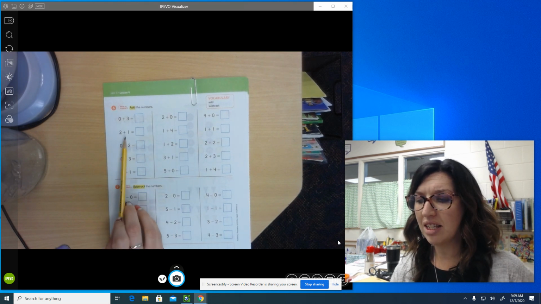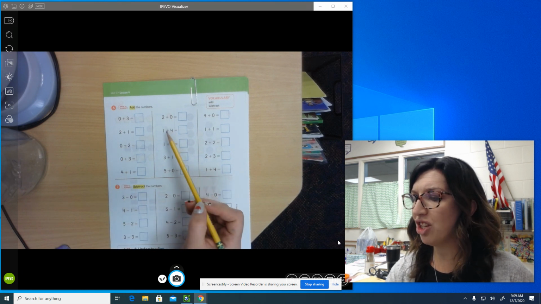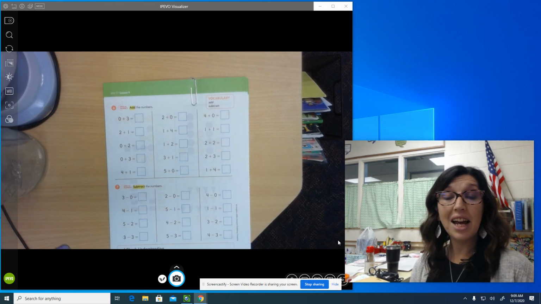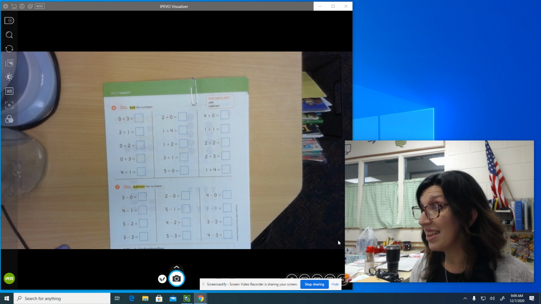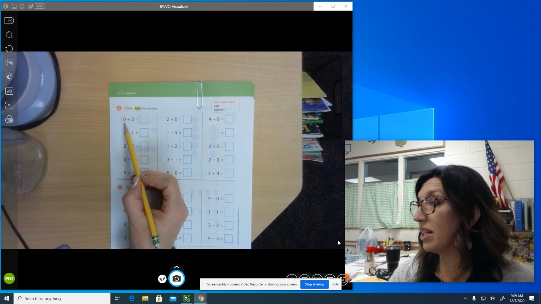First of all, let's look at this page right here. On the top part of the page, you'll notice that each one of those equations has a plus sign. Does a plus sign mean that I am adding or subtracting? Adding. Thanks for listening, kindergarten. It means that we are adding. Okay, let's do the first one together.